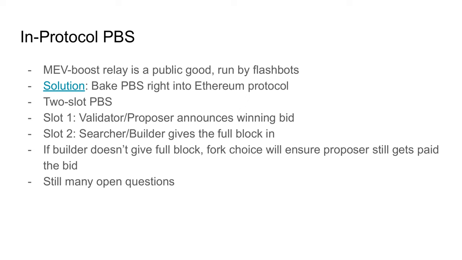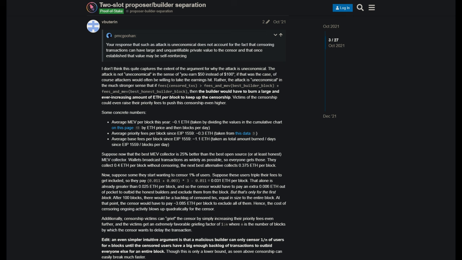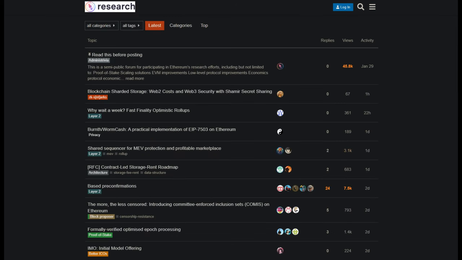So there's a proposal for in-protocol PBS, an improvement that's coming to Ethereum soon, and essentially it allows you to have PBS without the need for a relay. But there's still a lot of open questions and debate about it. If you browse to this website, you can see the entire debate about in-protocol PBS, and all these are still hot topics of research.